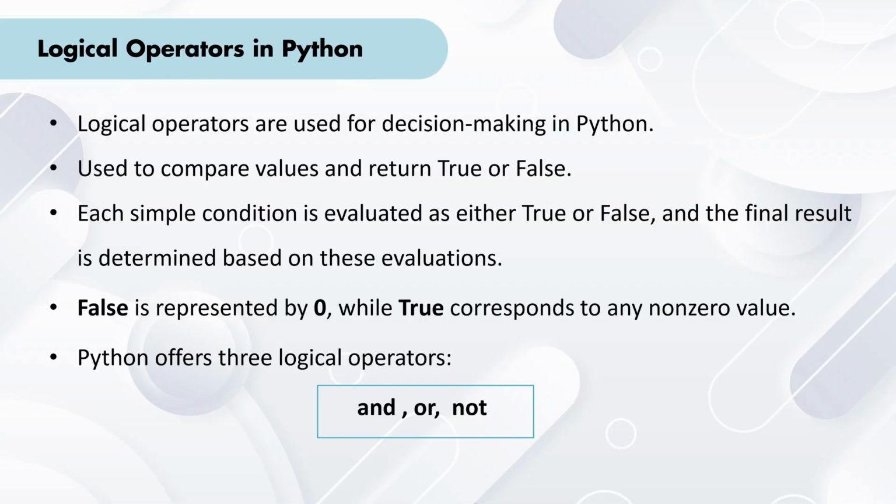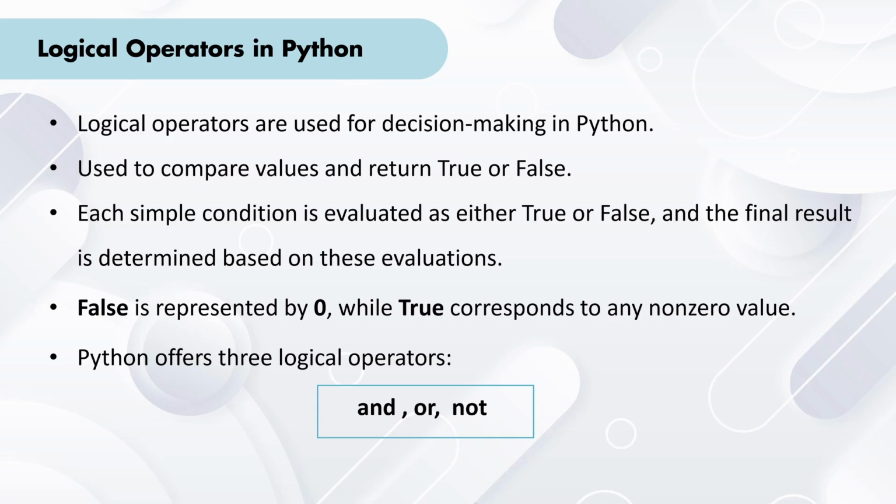Now let's discuss the logical operators. These operators are used to combine multiple simple conditions to form compound conditions. Each simple condition is evaluated as either true or false, and the final result is determined based on these evaluations. When using logical operators, it is important to note that in Python, false is represented by 0, while true corresponds to any non-zero value. Python offers 3 logical operators, which are AND, OR, and NOT.